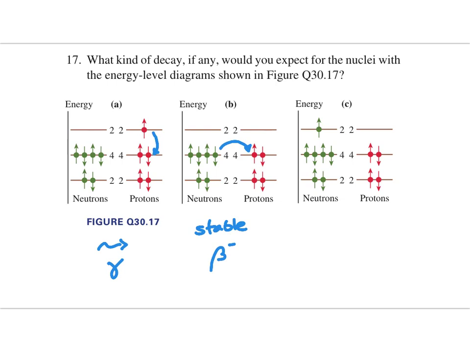The third case, clearly I have a neutron up here. It can drop into the lower energy level. Neutron turns into a proton. When a neutron turns into a proton, that's a beta minus decay.